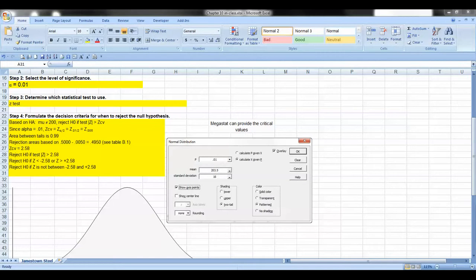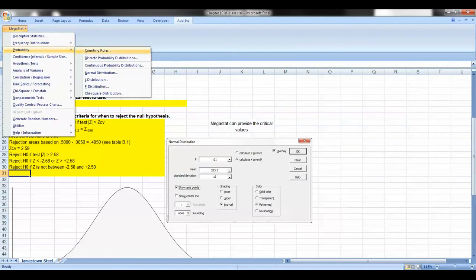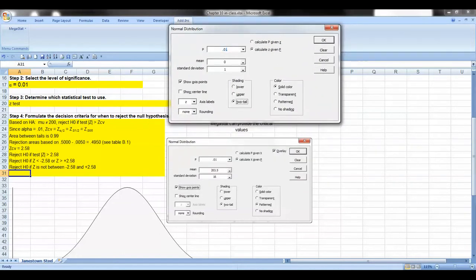We can also use Megastat to calculate our critical values for us. We go to Megastat, go down to probability, make sure you select the appropriate distribution, because in this chapter we're using both the t-distribution and the normal distribution. For the Jamestown example, it's the normal distribution because it's the z value we're looking for. We select calculate the z given the p. We select a two-tailed test. You can show the access points, show the inner center line if you want to put that stuff in there. Here's a pattern, kind of gives you an indication of where the critical values are.